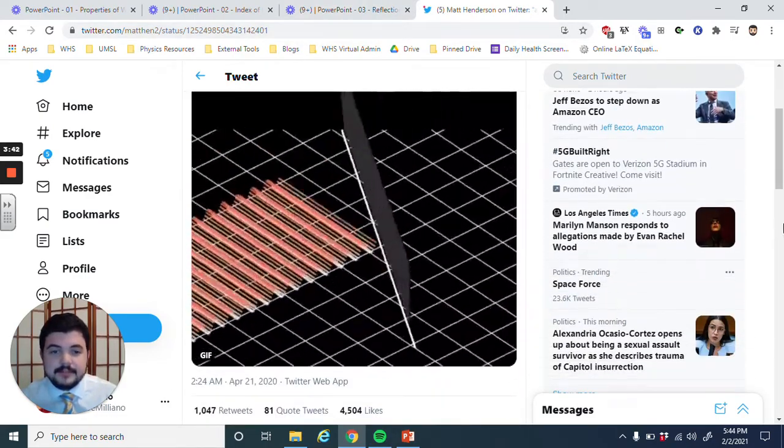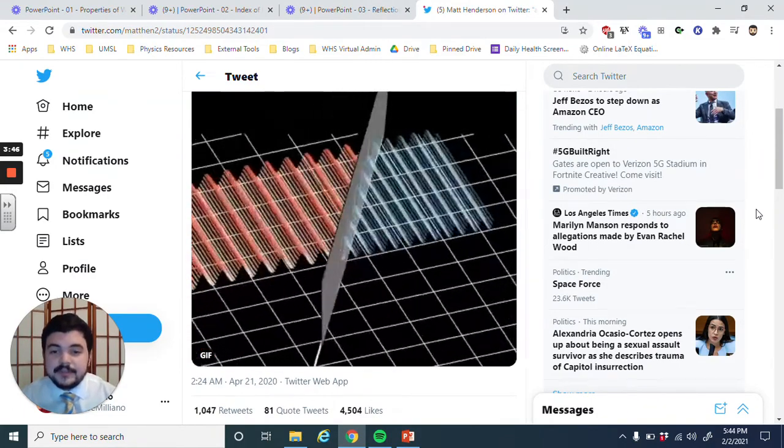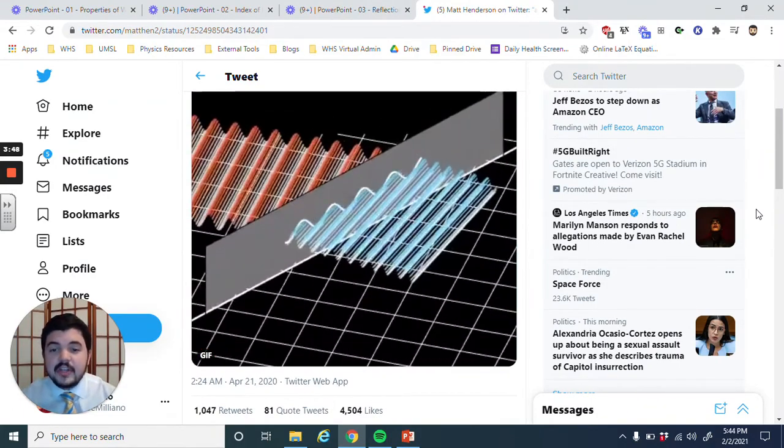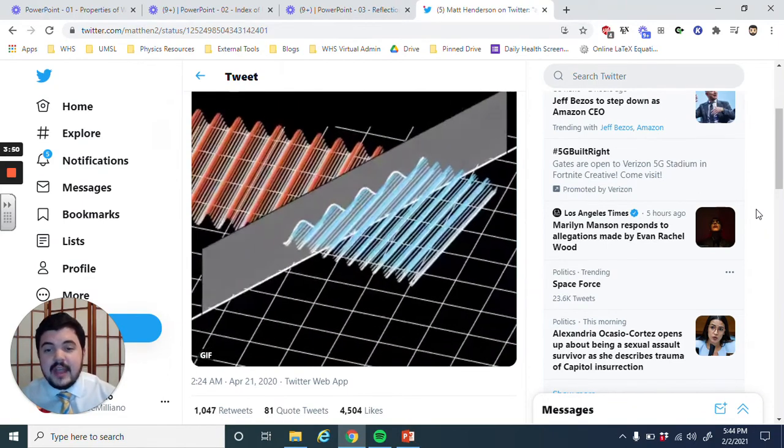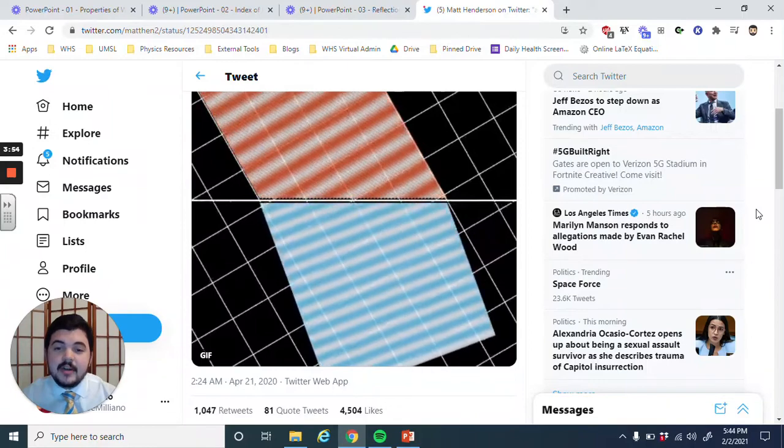Light's coming in, and it enters that boundary at an angle. At the other end, we have a shorter wavelength because we have slowed down and the waves bunch up. And the only way to match up is with some refraction. Let's watch that one again.